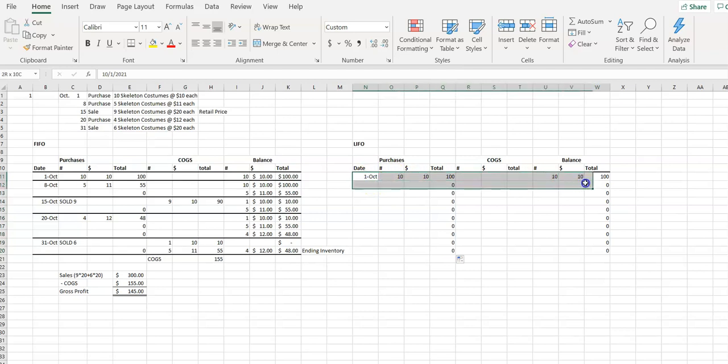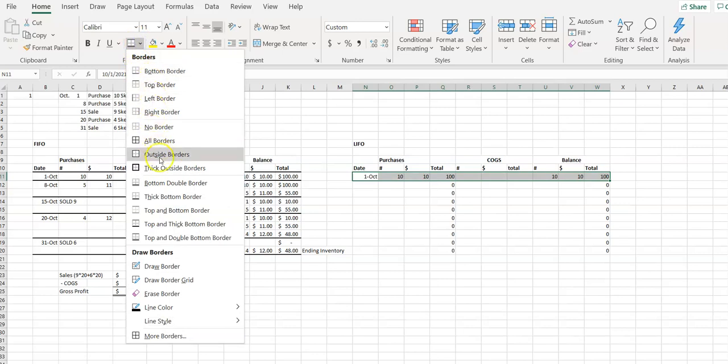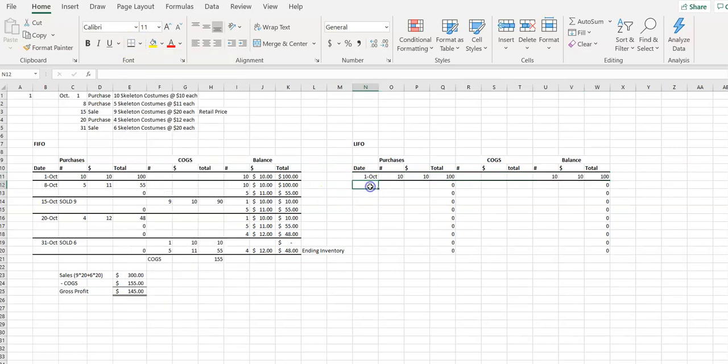Let's draw a line underneath it. All right, October the 8th, I bought 5 at 11. Oops. All right, so now I have my 10 at 10. You still bring down the first one first, and then add in the purchase.